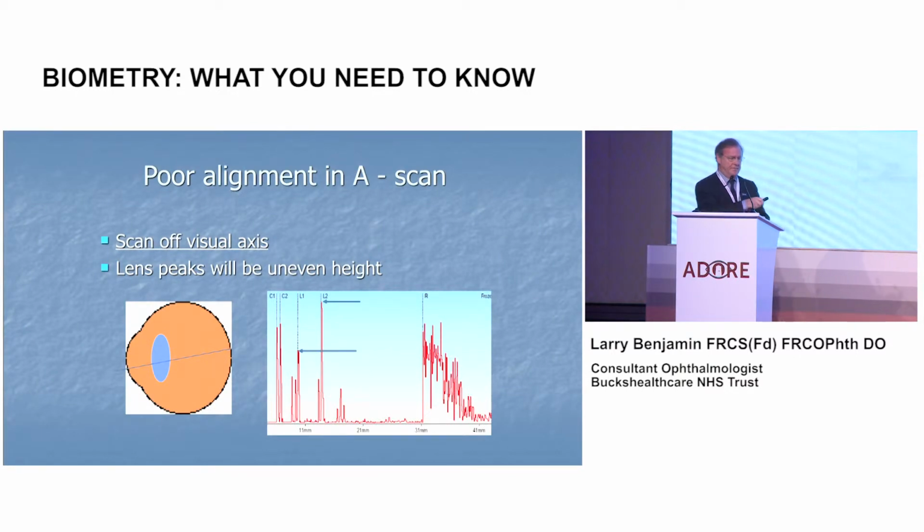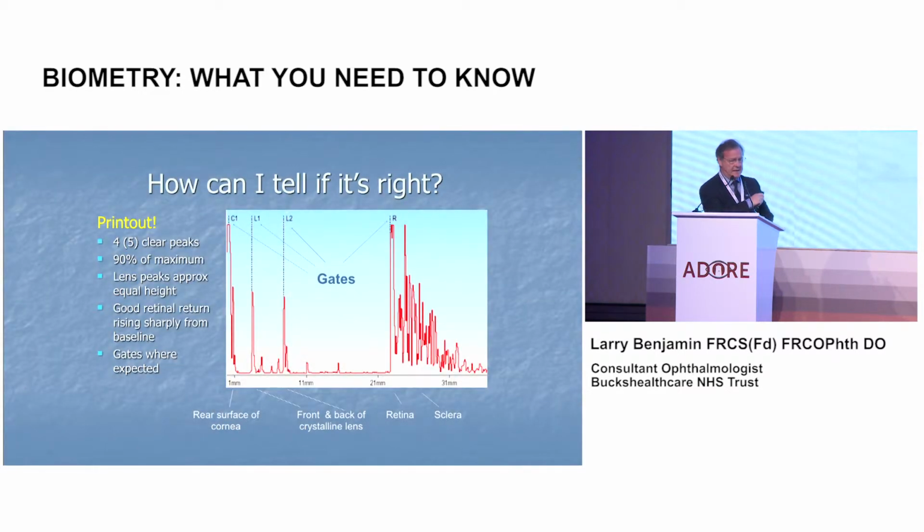You can tell if you have poor alignment because the peaks are uneven heights. So you can see here, these are very different height peaks. That usually means the scan is cutting across the lens at different levels, and the reflection, therefore, is coming back at a different level. So look out for that on the A scan.